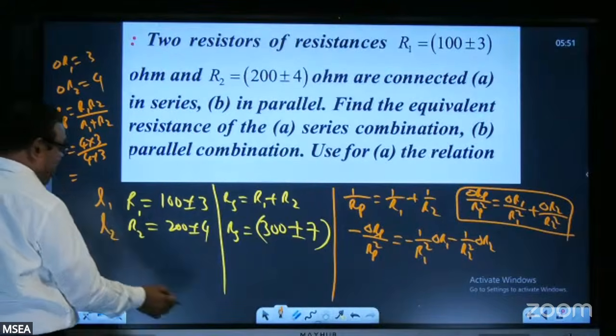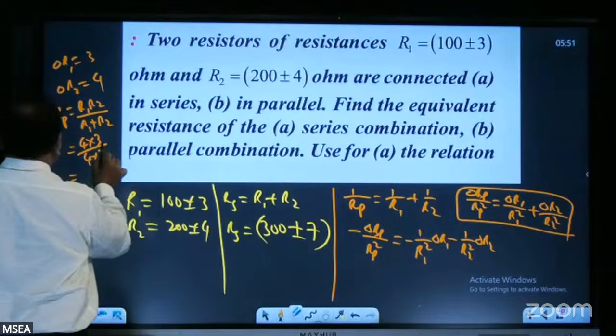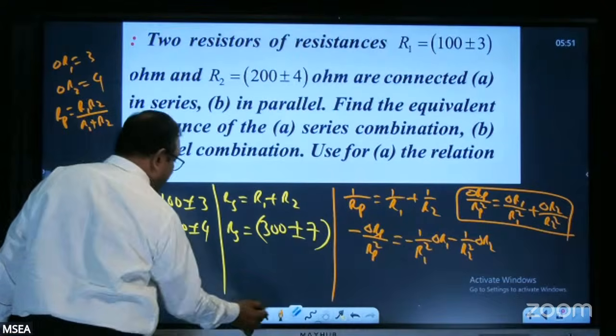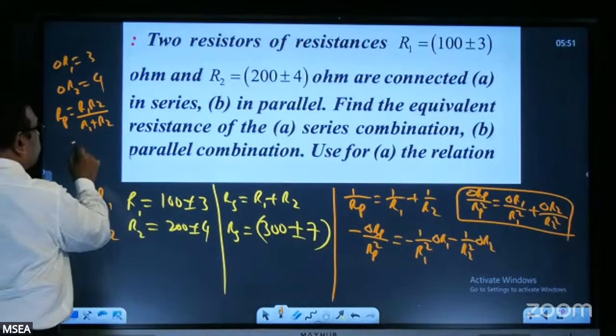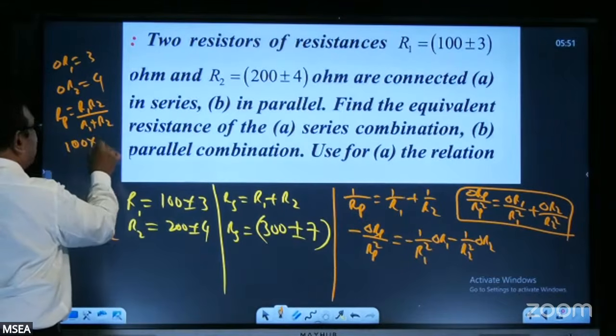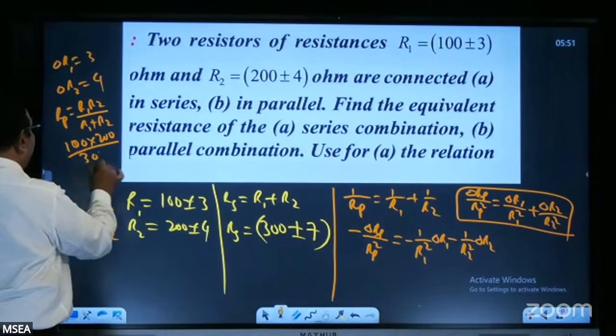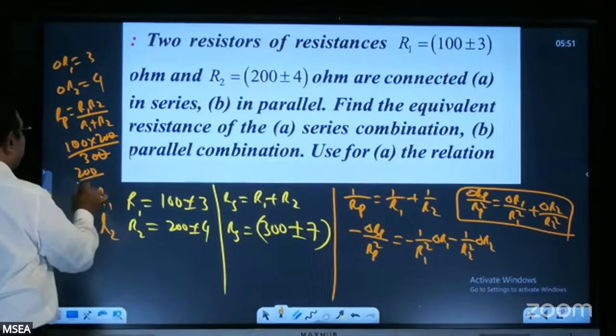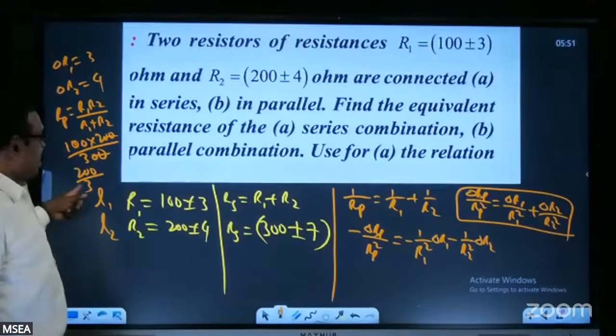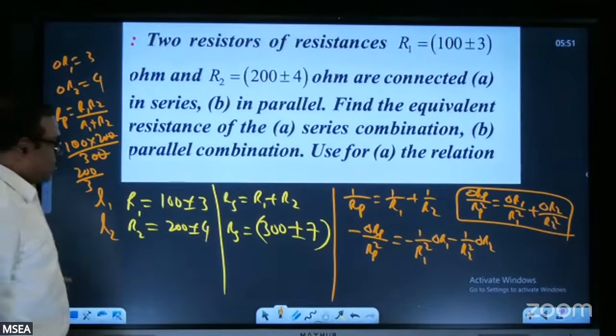So this is the product by the sum. This is the original resistance, so R1 into R2 by R1 plus R2, which is equal to 100 into 200 by 300, 100 plus 200, which is equal to 200 by 3. So for Rp we have this 200 by 3.